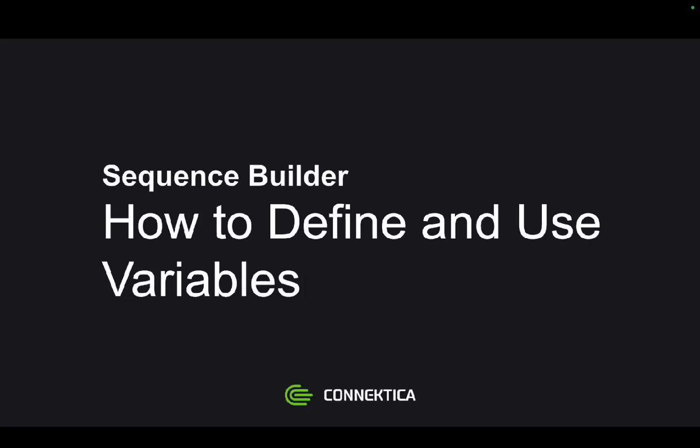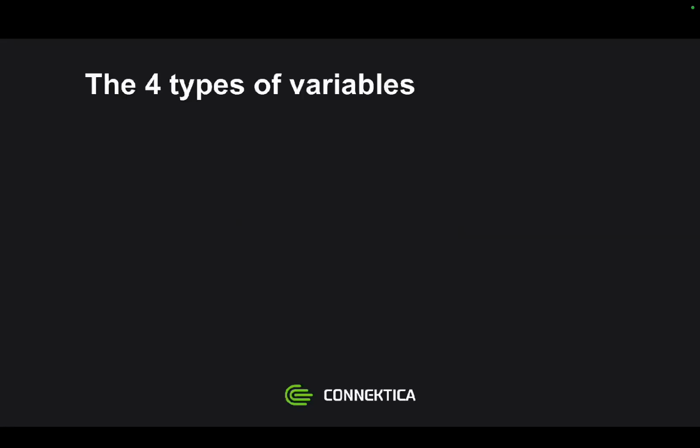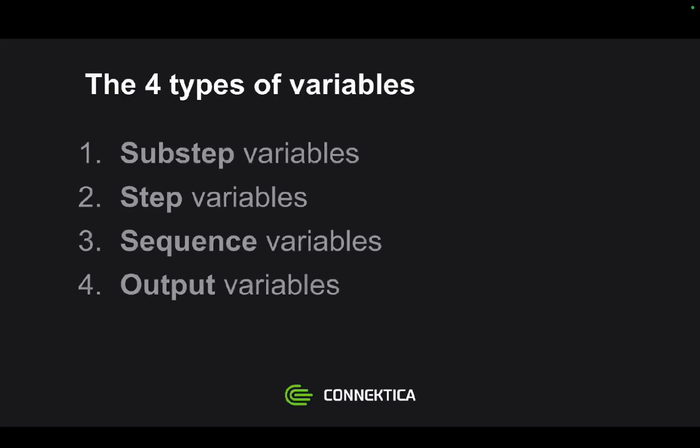Today, we're going to help you figure out how to use variables with worker tasks sub-steps. There are 4 types of variables. Number 1, sub-step variables. These are defined at the sub-step level and can be passed to worker tasks.